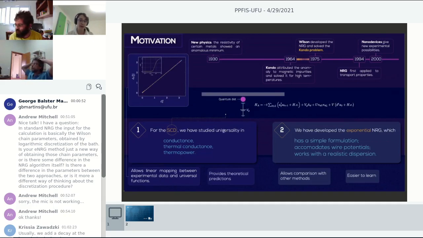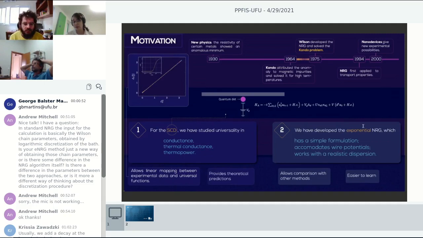Our first goal is studying universality, a term I'll define later, in three properties. The conductance was already studied in a 2009 paper by Yoshida et al. Here, we extend these concepts to two other properties, the thermoconductance and the thermopower. This is advantageous because it provides theoretical predictions for these quantities, and because it allows a linear mapping between experimental data and non-universal functions, like I'm showing here.